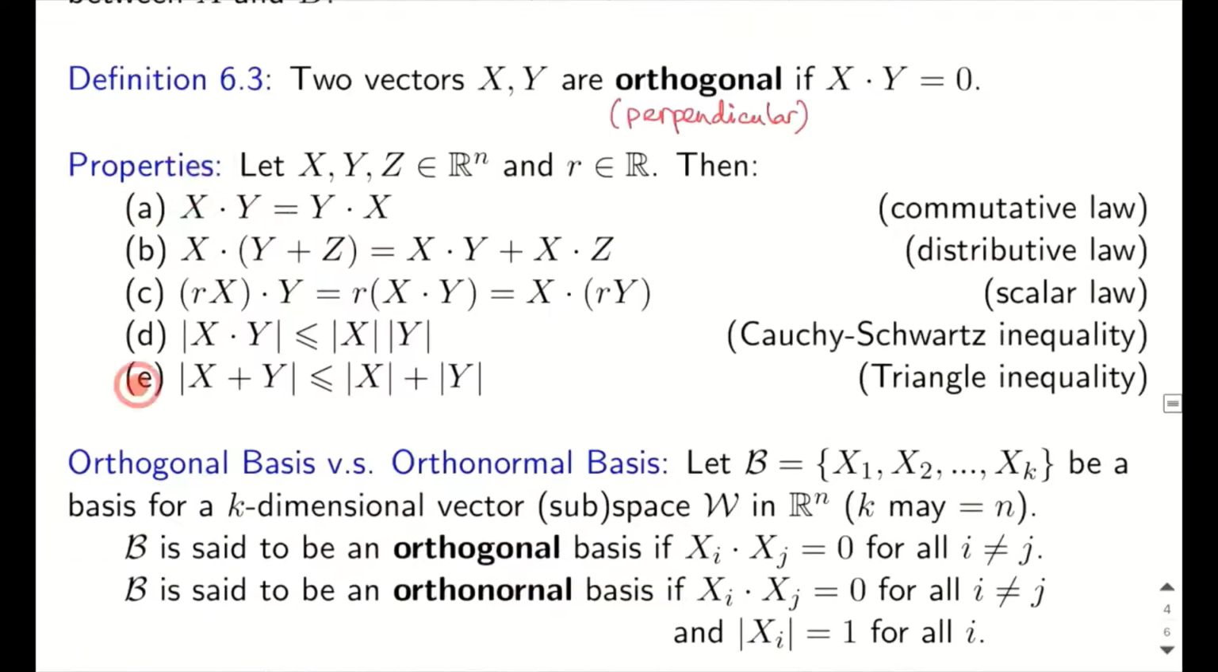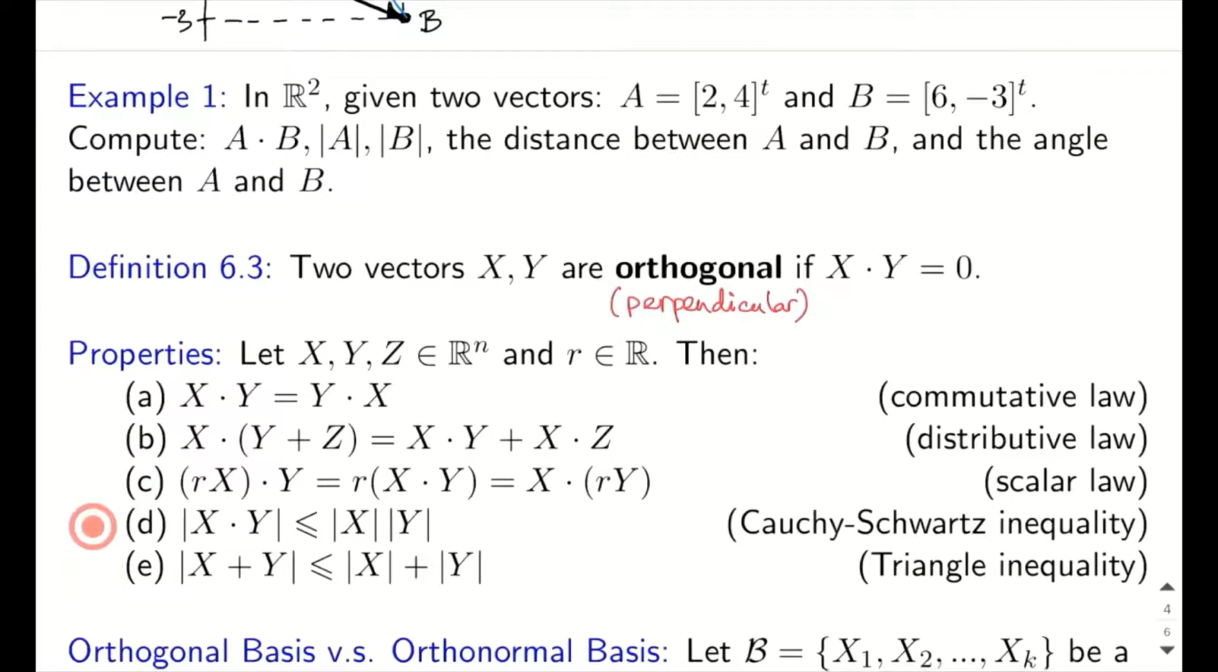We have 5 properties. The first 3 are very easy to prove. The later 2 properties are very important. If you take advanced math courses, you will use them a lot. The Cauchy-Schwarz inequality, the triangle inequality. The proofs of D and E are simple, so I'm going to go over the proof quickly.